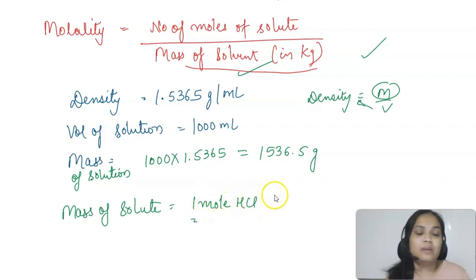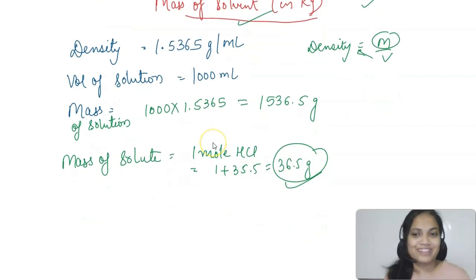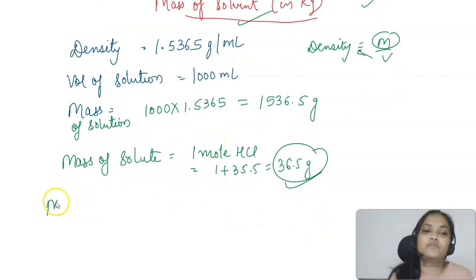Yes, the molar mass of HCl is 1 plus 35.5, which is 36.5 grams. So this is the mass of solute. Now you have got the mass of solution and the mass of solute. Now everything is solved. Just find out the mass of solvent.